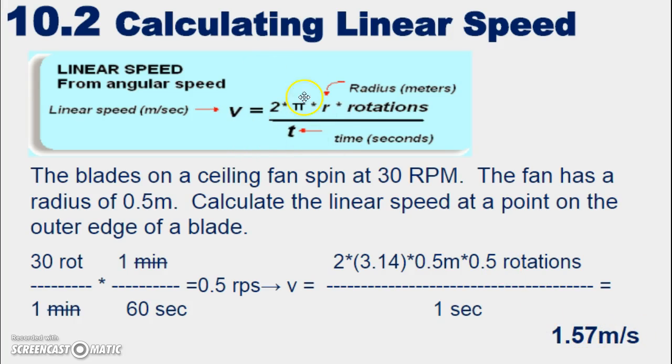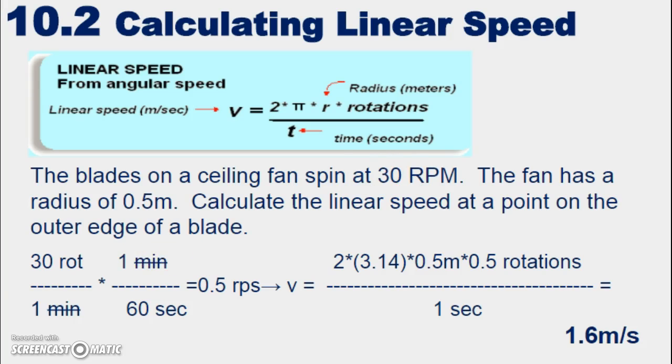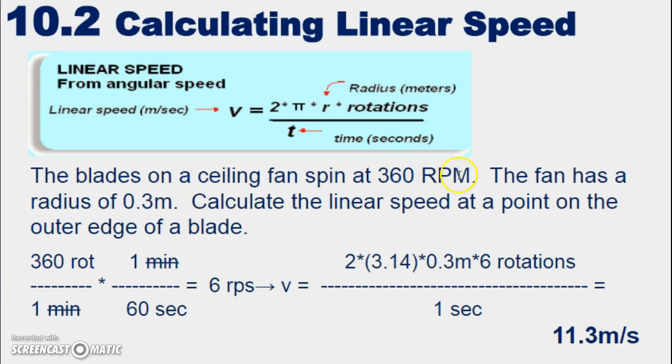This will take a little practice. I'll get you some practice with that. So we'll get one more little practice run in here. I want to make sure that you have a chance to practice this. So let's go back to a ceiling fan. The blades on a ceiling fan spin at 360 rotations per minute. So 360, so much faster than my previous example of only 30. So it's kind of more realistic. They move about 6 times per second. The fan has a radius of about 0.3 meters, probably more realistic for an average household ceiling fan. So calculate the linear speed at a point on the outer edge of a blade.